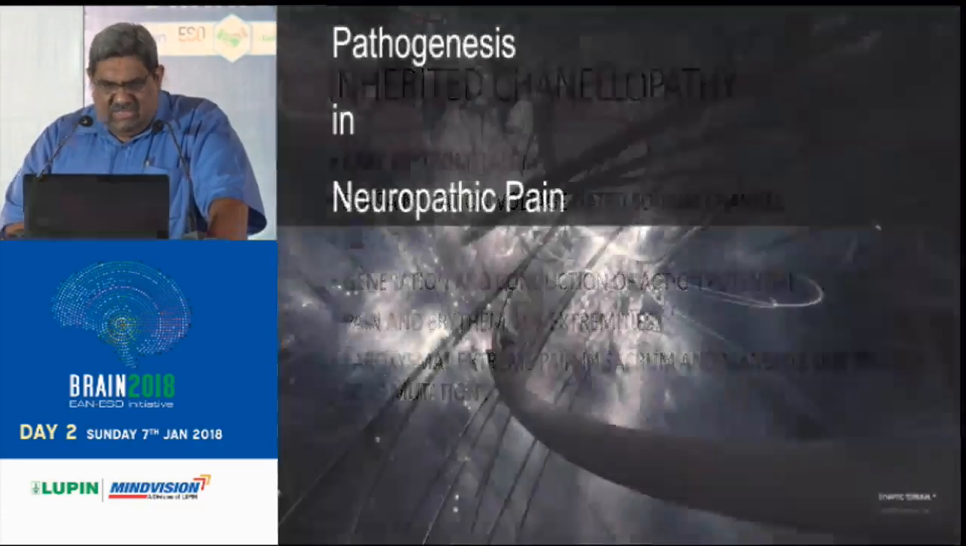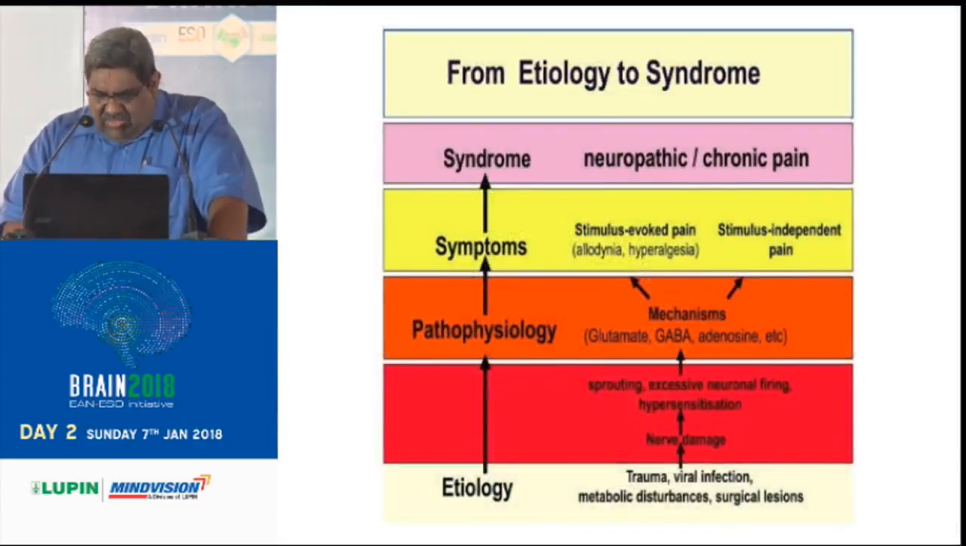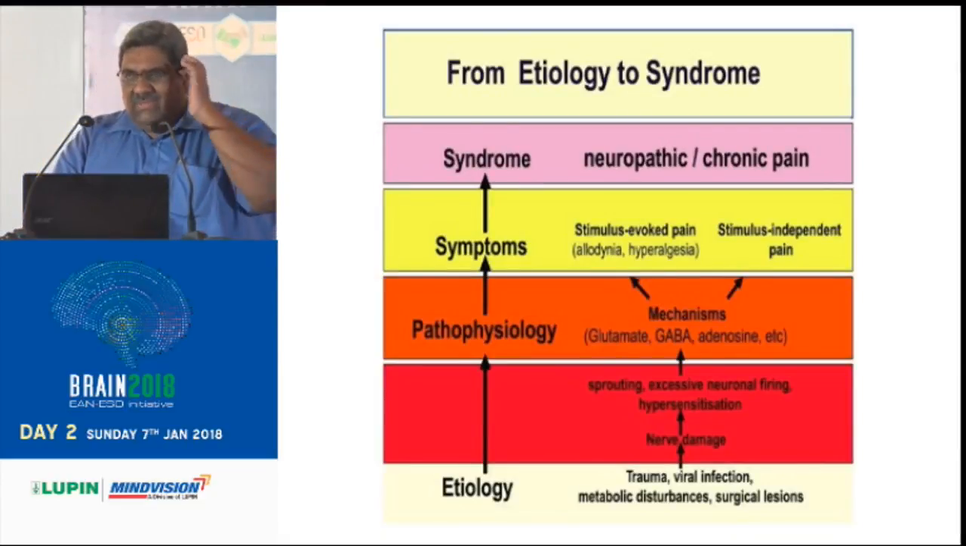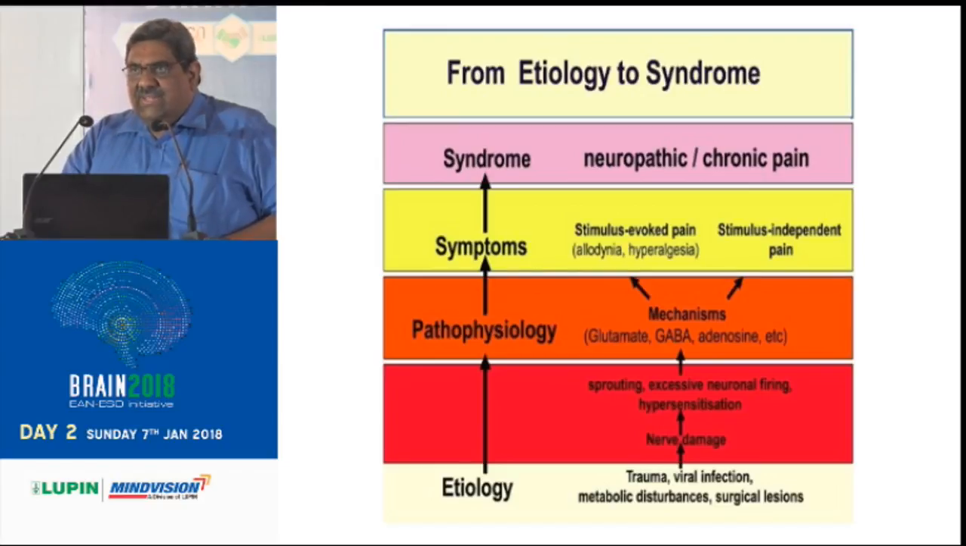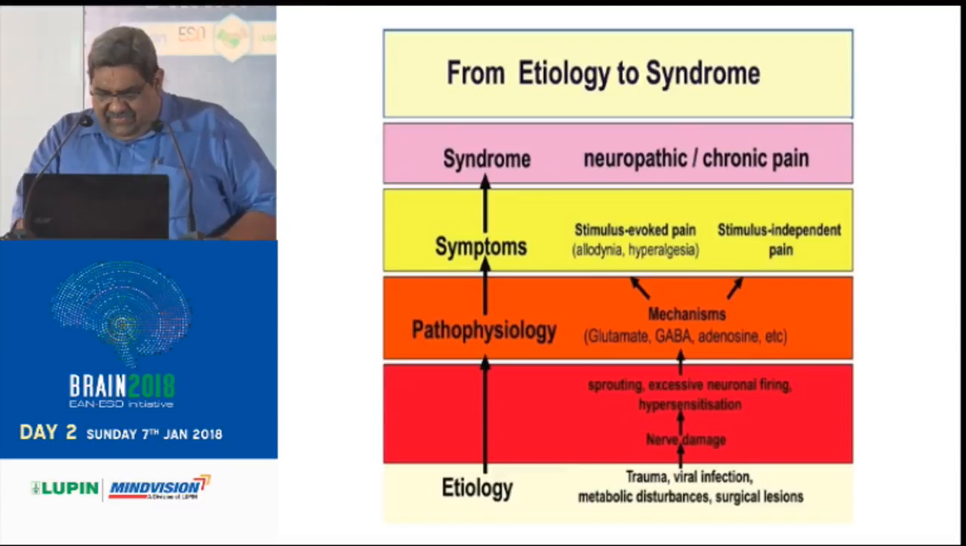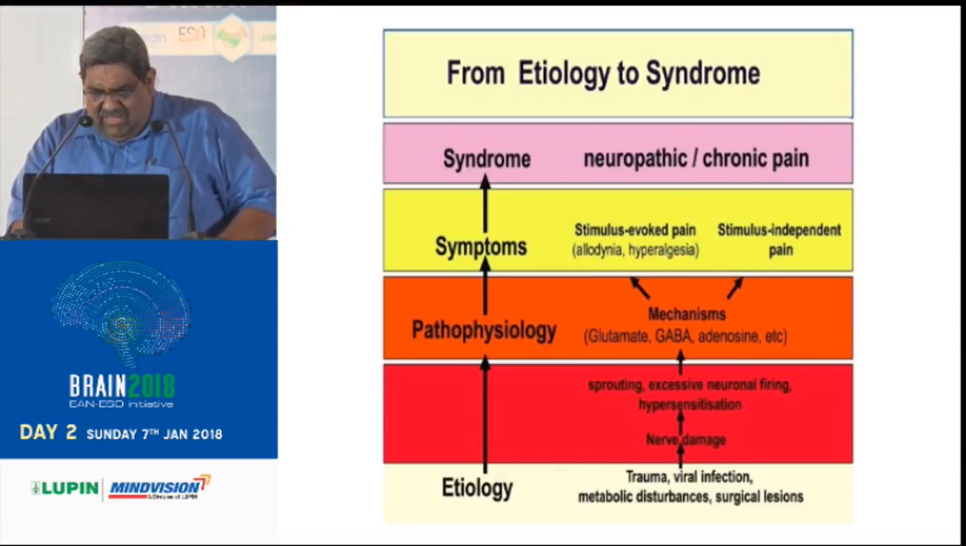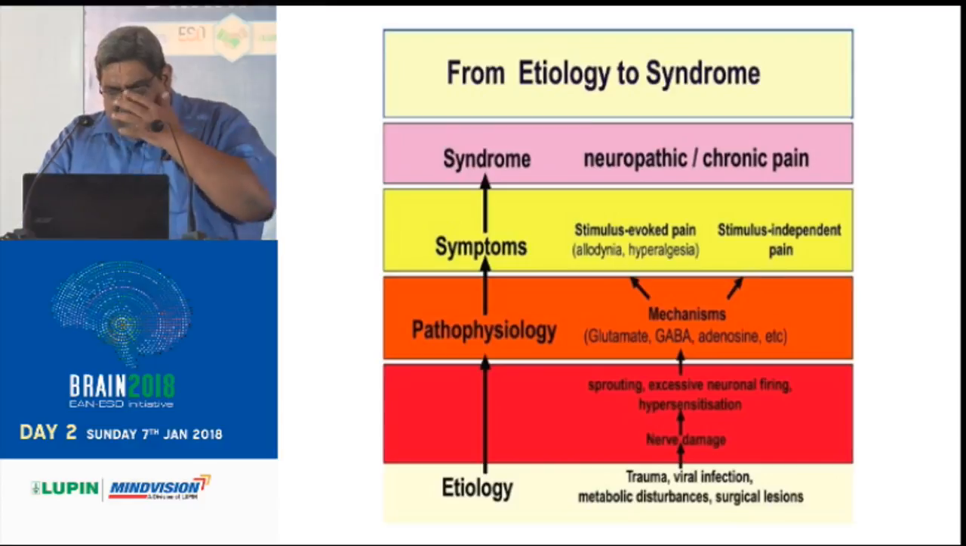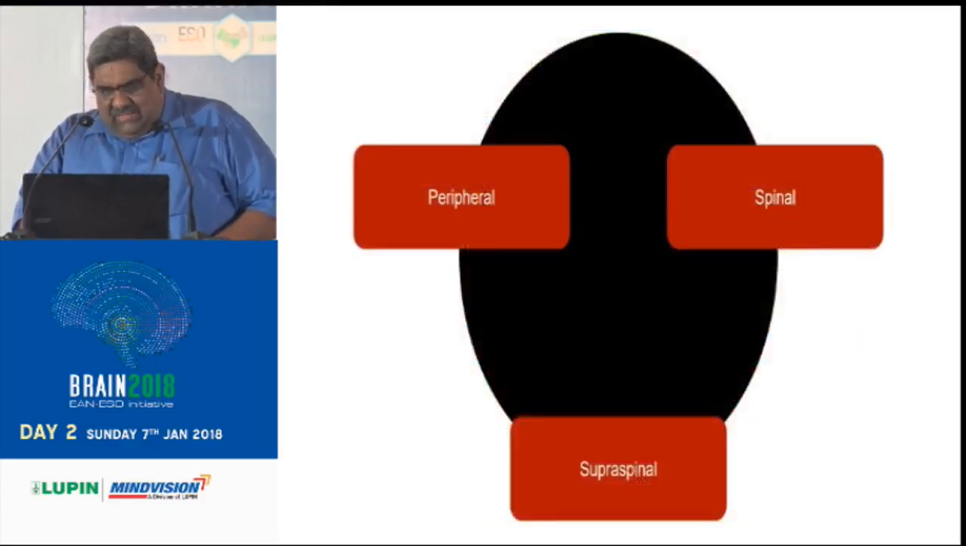So what are the newer things happening in the pathogenesis? I have just divided them into the pathogenesis, newer things in the investigations, and newer things in the treatment. Whatever the triggers, the mechanisms involved in the pathophysiology involve glutamate, GABA, and adenosine. It could be stimulus-evoked pain like allodynia, or absolutely stimulus-independent pain also. They are classified as peripheral, spinal, and supraspinal.